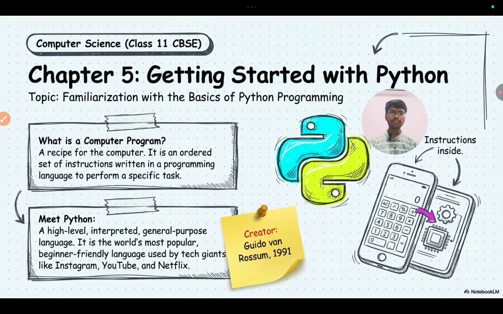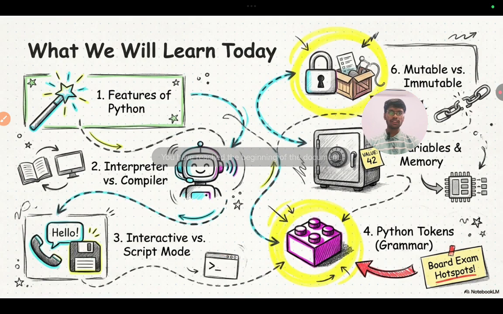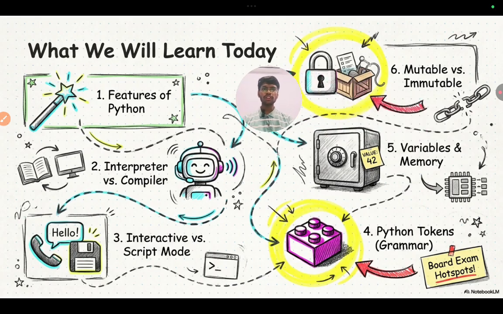What is Python? Python is a high-level, interpreted, general-purpose language that is the world's most popular and beginner-friendly language. It is even used by giants like Instagram, YouTube, and Netflix. The creator of Python is Guido van Rossum, in 1991. Python is mainly used for automation, AI/ML, and data science and analysis. Its uses go beyond simple programs and some exam questions.